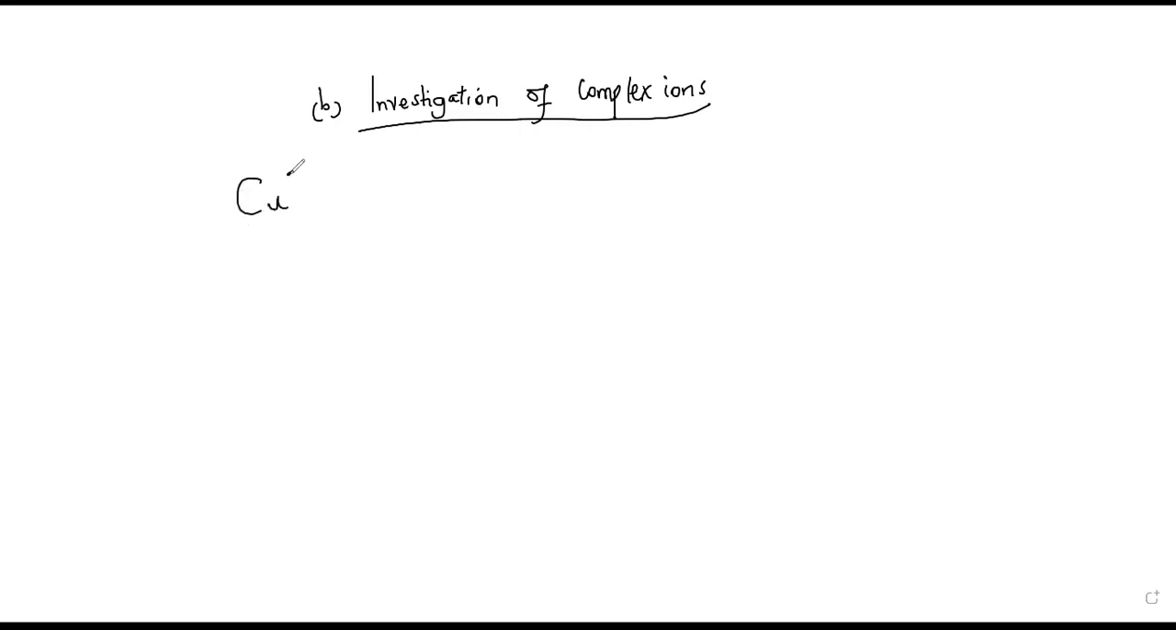a metal cation, copper, undergoing complexation with any number of ammonia molecules, we form a complex.